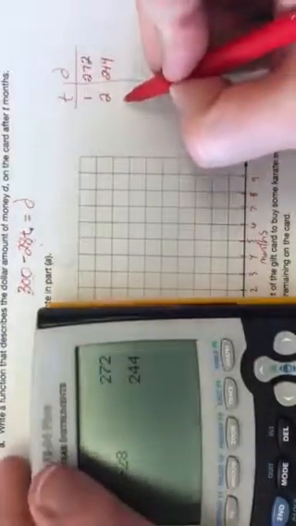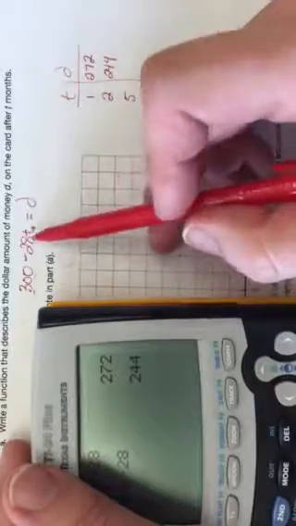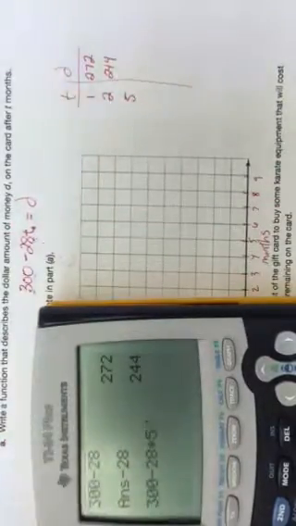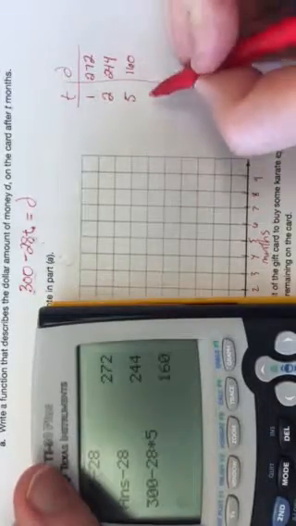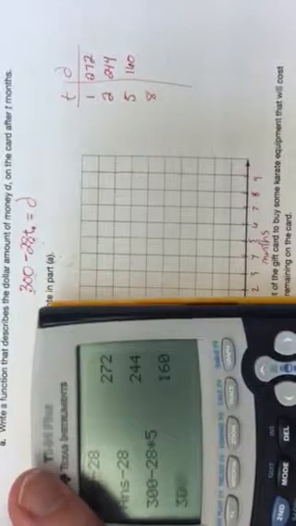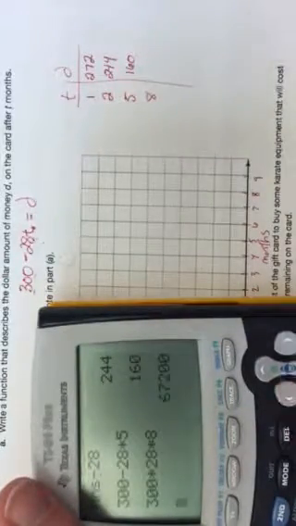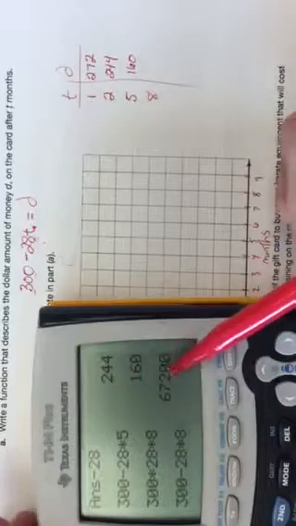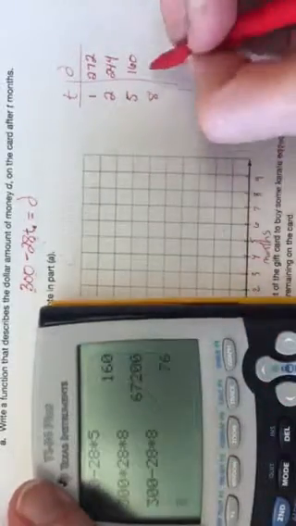Maybe I want to skip to what would be 5 months, right? Then instead of just going down, I can use my equation. I can say 300 minus 28 times 5, right? And I get 160. Maybe I want to see what it is after 8 months. 300 minus 28 times 8. Oops, I did times. So here I knew it was unreasonable. I knew I must have made a mistake. So I corrected that. 76.